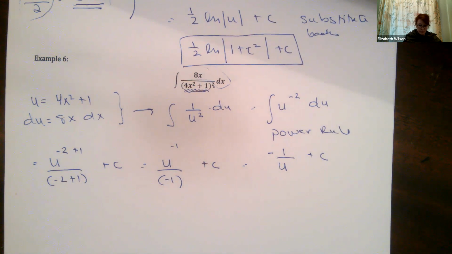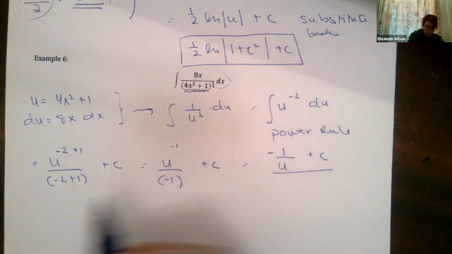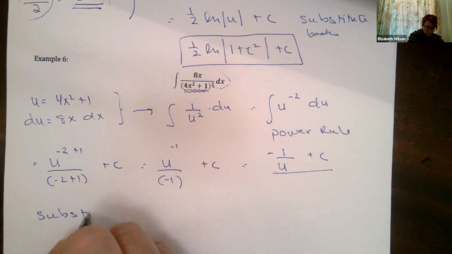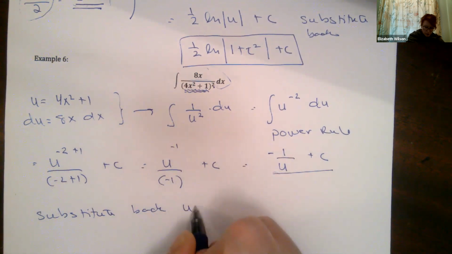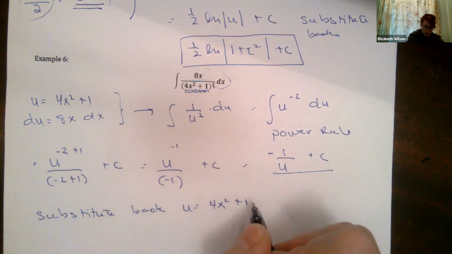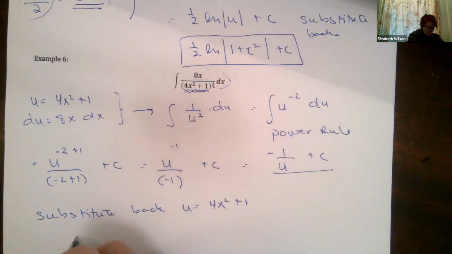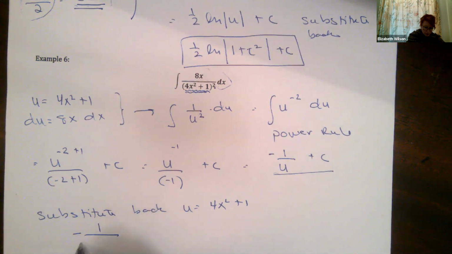Right here, now we need to substitute back. Remember, u was equal to 4x squared plus 1. So I'm going to substitute that back into here. It's going to become minus 1 all over 4x squared plus 1, and then I have a plus c.